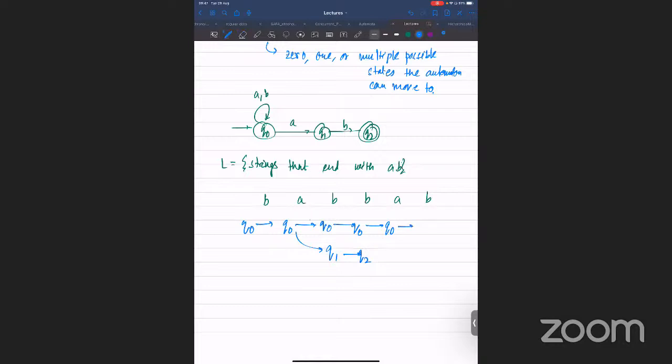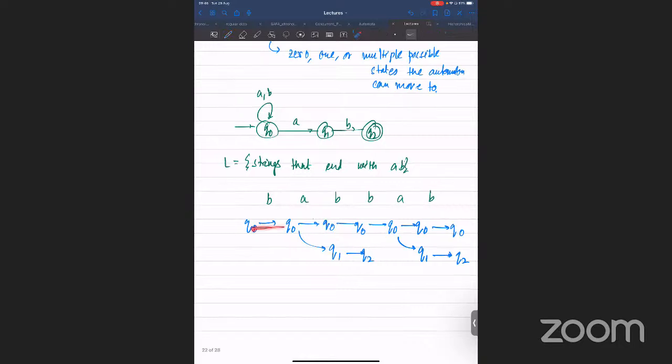And then from Q0, you read an A, you can either go to Q0, or again you can go to Q1. You read a B, and then you can stay at Q0, and here you can go to Q2, correct? So we see that there are multiple possible runs. Some runs might get stuck, some run is not really reaching an accepting state, whereas there exists some run which reaches an accepting state, correct?